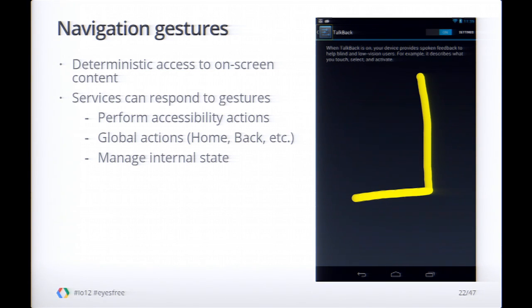So we've added these swipe gestures that I demoed earlier when Peter was talking. And we've also added gestures for global actions. So Peter showed you home on the Braille display. You can also draw a shape on the screen to go home. We also support back, recent applications, and notifications. And an accessibility service like TalkBack or BrailleBack can also use gestures to manage internal state. So in TalkBack, we have a gesture that you can use to start reading the screen by word or character instead of by object.